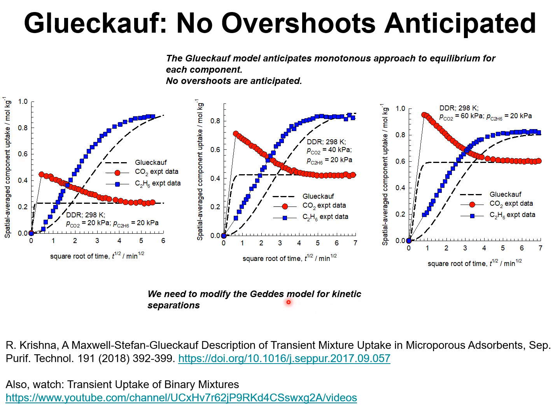In order to cater for these transient overshoots that are of importance in kinetic separations, we need to modify the Geddes model by use of the Maxwell-Stefan formulation instead of the Fickian formulation. My paper published in Separation and Purification Technology in 2018, as cited here, shows how the Geddes model can be adapted to handle kinetic separations.